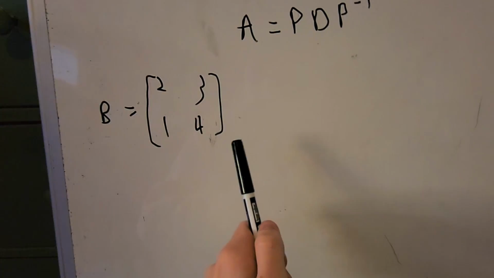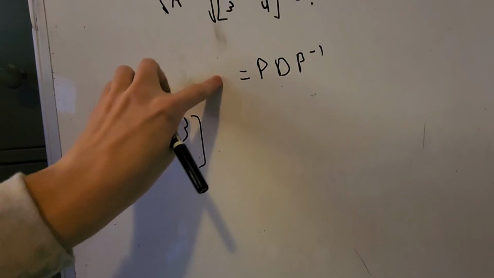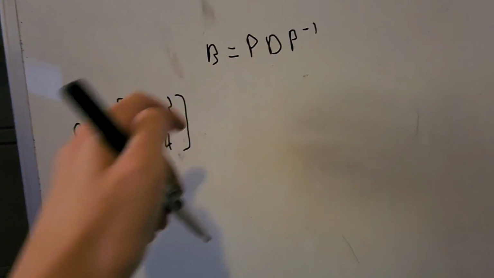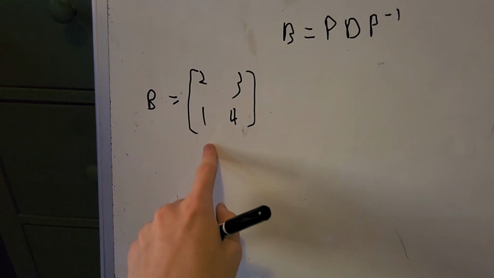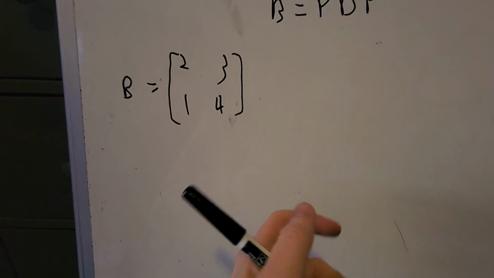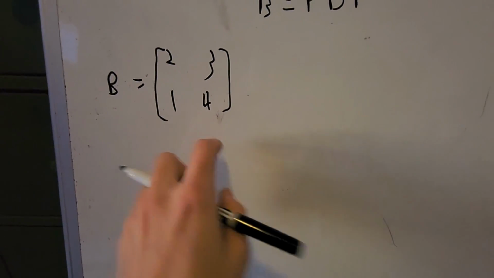Okay, so we have this matrix B. We're going to try and rewrite it in terms of this. And then we're going to raise it to the 1/2 and see if it's effectively a square root, so that when we multiply whatever we get by itself, we get this back.